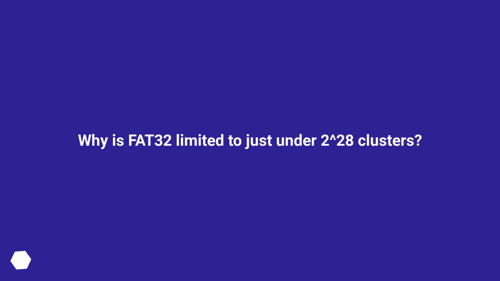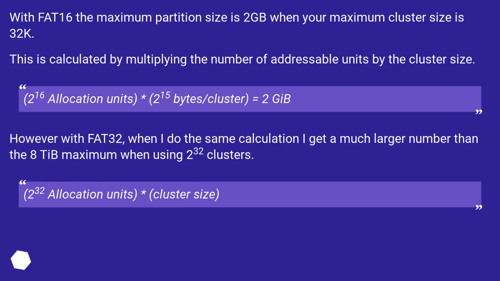Why is FAT32 limited to just under 2 to the power of 28 clusters? With FAT16 the maximum partition size is 2 GB when your maximum cluster size is 32K. This is calculated by multiplying the number of addressable units by the cluster size: 2^16 allocation units times 2^15 bytes/cluster equals 2 GB.